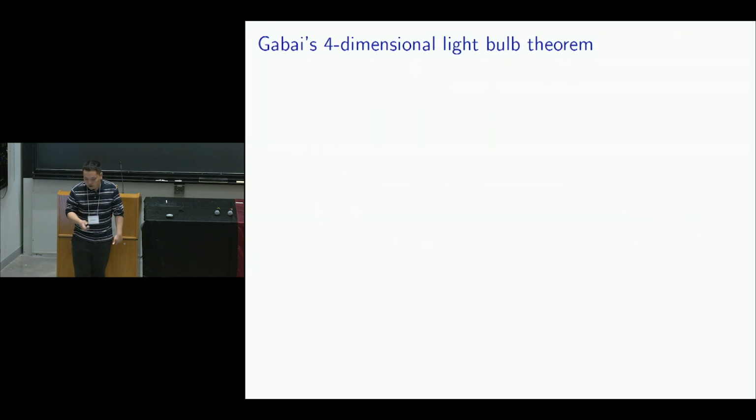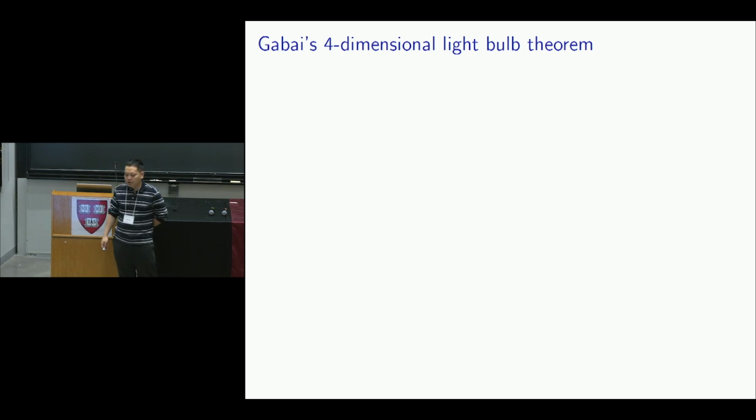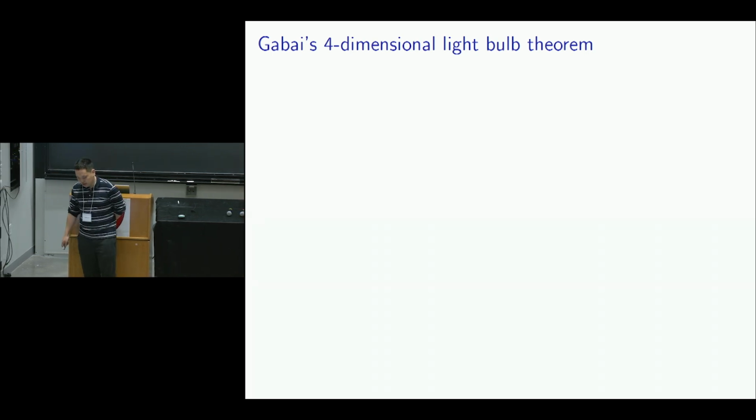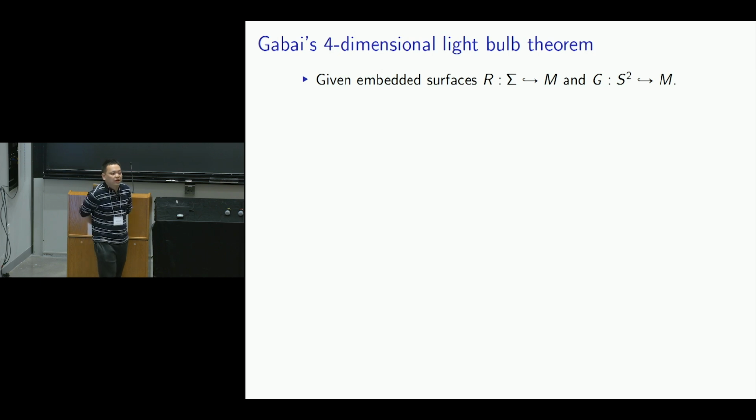Talking about embedded surfaces, I would like to talk a little bit about Gabai's four-dimensional light bulb theorem, because this is one of the breakthroughs in smooth four-dimensional topology in recent years. So let me introduce some notation first. Let's consider two smoothly embedded surfaces, R and G. Here we assume G has genus 0, so it's an embedded sphere.